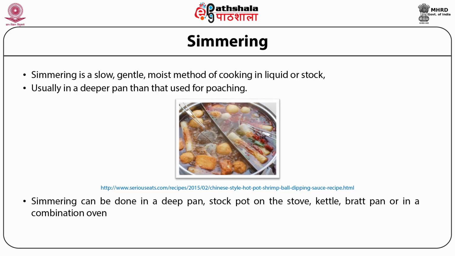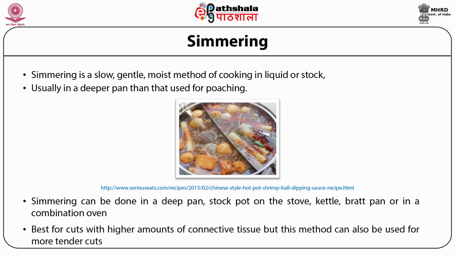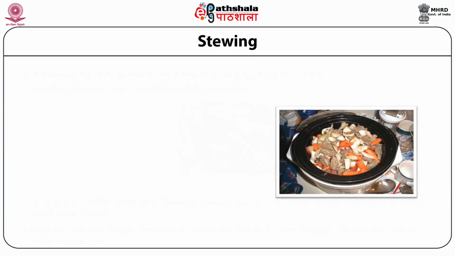Simmering can be done in a deep pan, stock pot, on the stove, kettle, bread pan, or in a combination oven. Simmering is best for cuts with higher amounts of connective tissue which need long, slow cooking to tenderize them. But this method can also be used for more tender cuts, for example, beef rump cooked medium rare to medium degree of doneness.